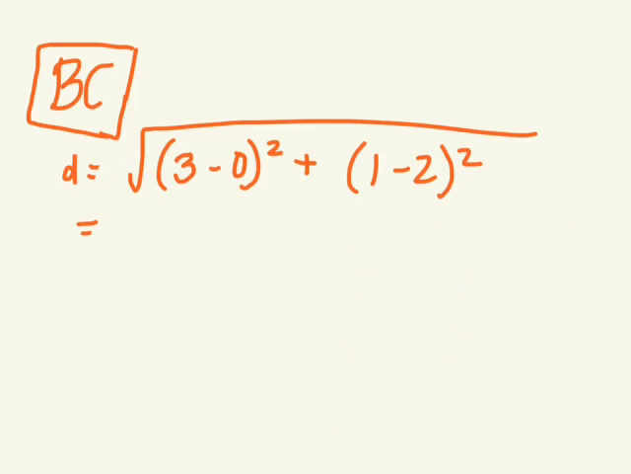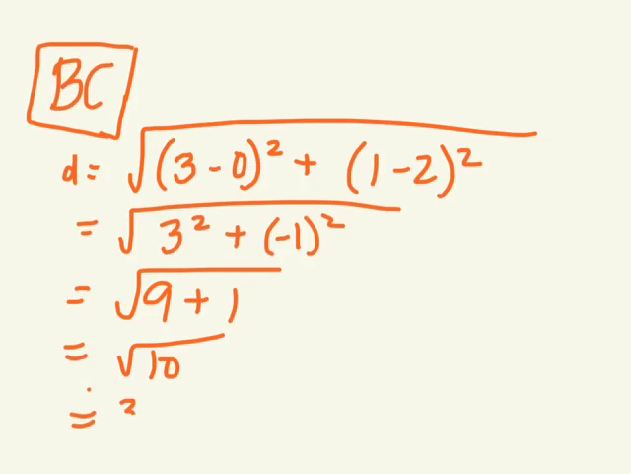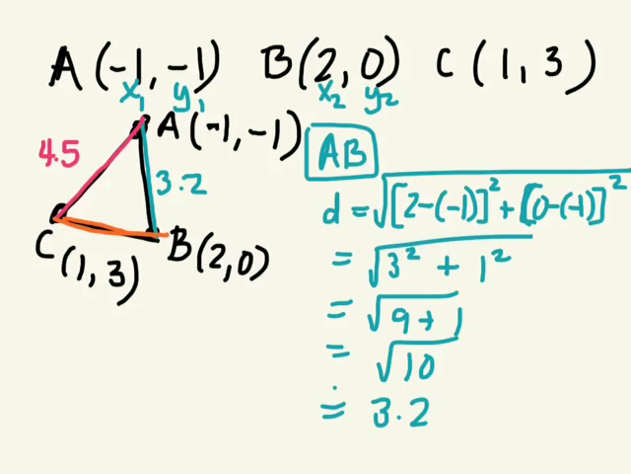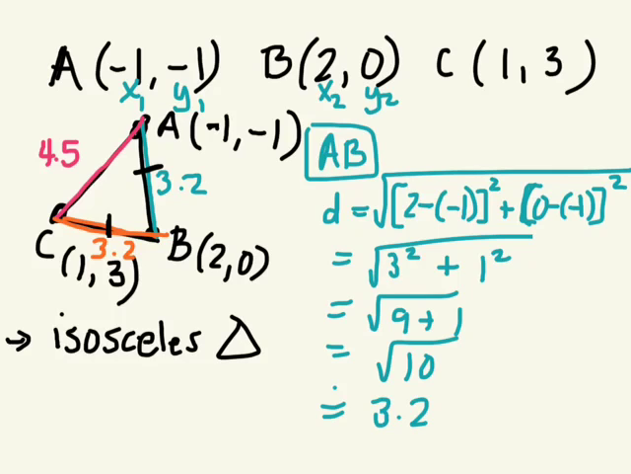Okay, so BC, 3 take away 0 is 3 squared plus -1 squared. 3.2. What does this tell us now about the triangle? This length is 3.2. 2 of the lengths of the triangle are the same. So we know so far that it's an isosceles triangle, right? But we also need to figure out if there is a right angle in this triangle. We can have a right angle isosceles triangle.